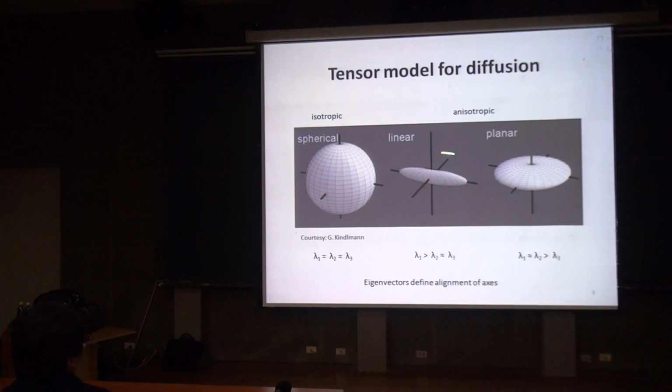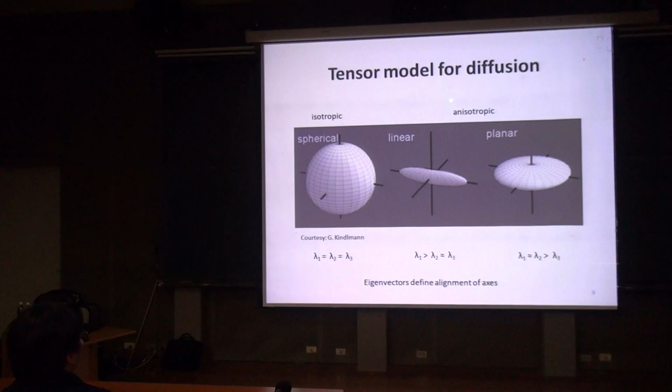So this is the shape we can imagine. If the first and second diffusion eigenvalues are equal, and they are all greater than the third eigenvalue, we can imagine the diffusion is like this, right? The probability of the diffusion is like this. So this is an approximation of the diffusion.